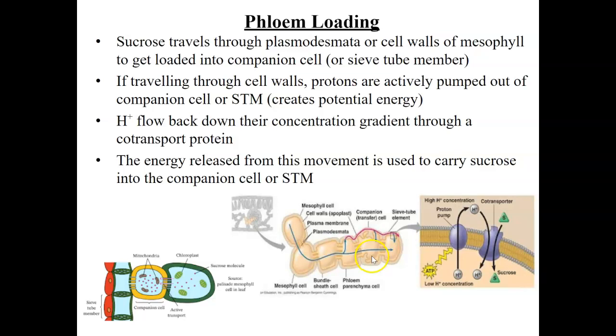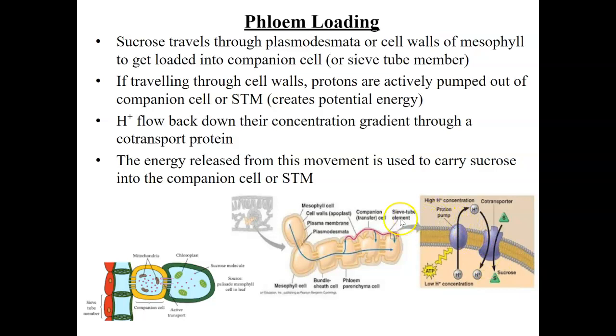If it's moving through the cell walls, the process is more complicated to load it. If it's moving through plasmodesmata, it's just a direct loading into those cells. So that process is pretty simple. So let's get into the details of phloem loading using sucrose that is moving through the cell wall. We're going to focus on this picture that is blown up over here. So when sucrose travels through the cell walls, here it is in the cell wall, we have to have a way to bring it into the cell.